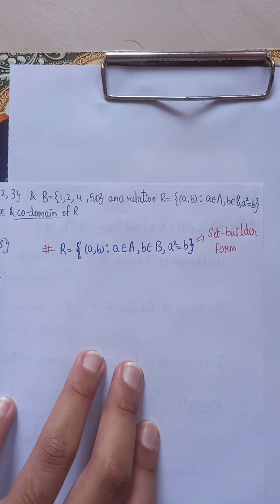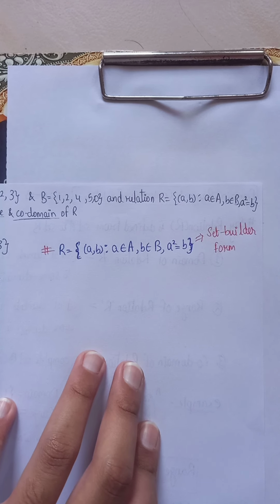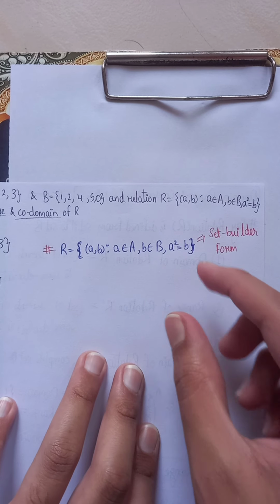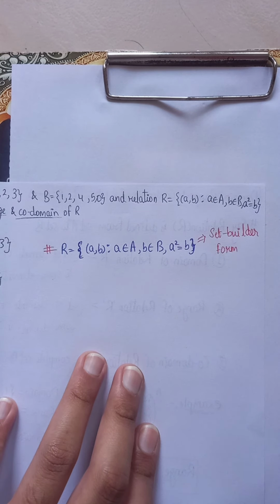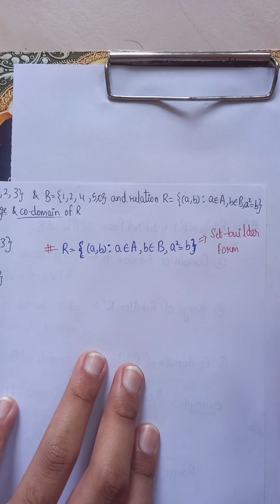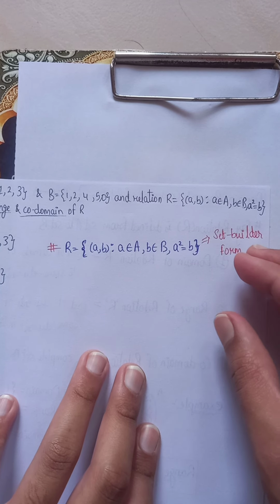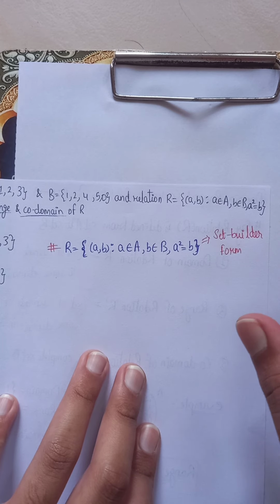Okay, so now what about a square b? So a square b is nothing but this. It is nothing but squaring the elements present in set A, since small a belongs to capital A, and you represent the set with capital letters. So if you square the elements present in set A and match the answer to the elements in set B, you square the elements.